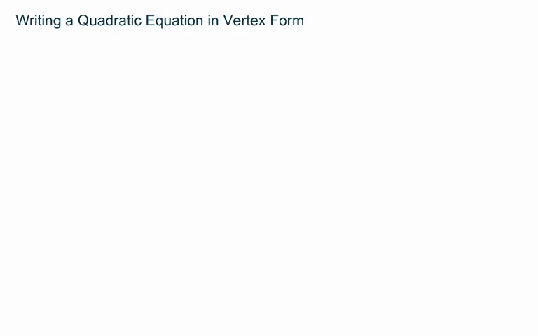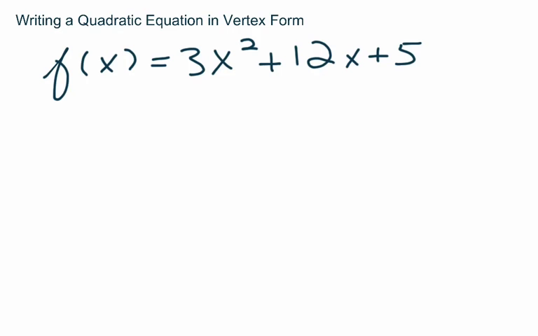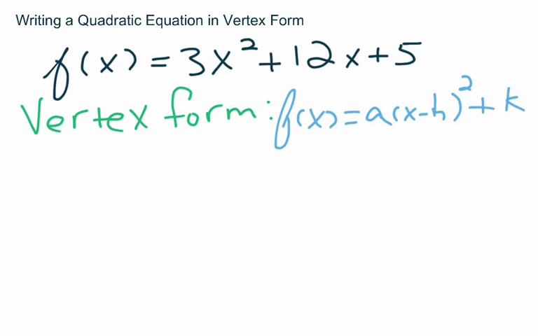Hi! In this video, we're going to be looking at writing a quadratic equation in vertex form. Right now, our parabola f of x equals 3x squared plus 12x plus 5 is in standard form. Vertex form is f of x equals a times x minus h squared plus k.